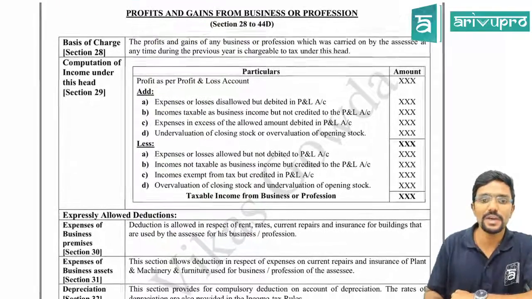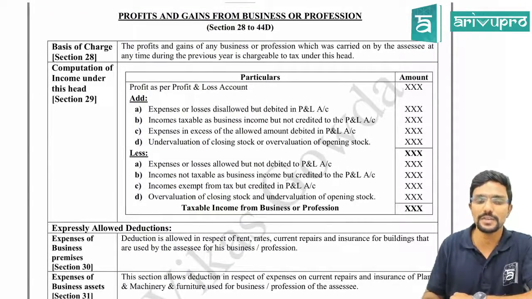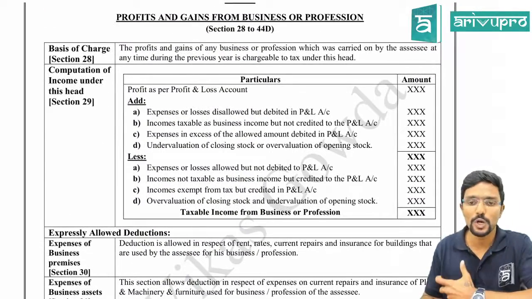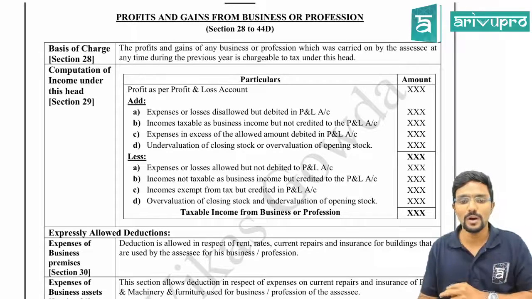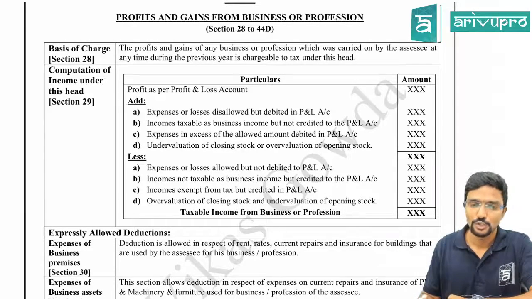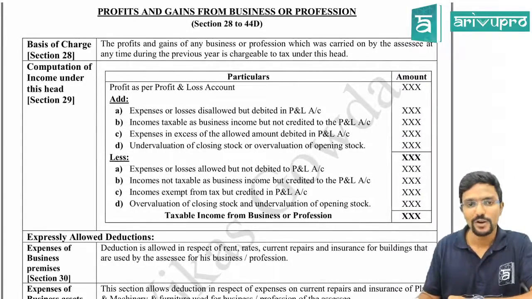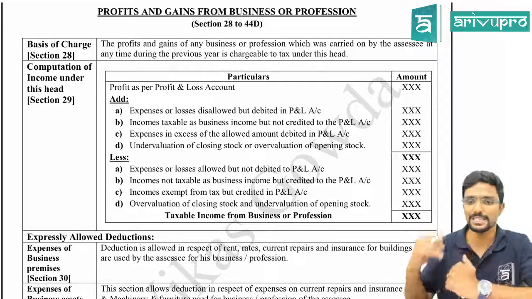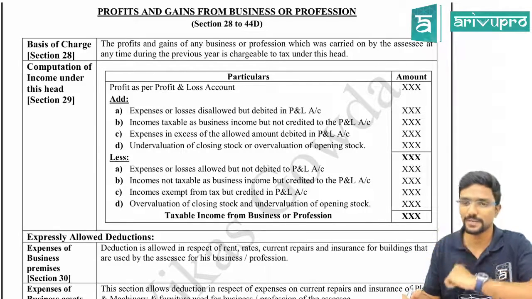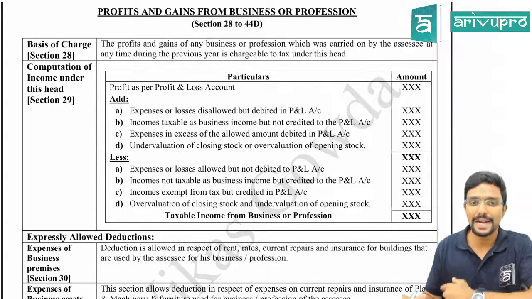Section 29 talks about computation of income under this head. How to compute a taxable business income or a professional income. So you will take net profit as per profit and loss account as a base. For that you will make some adjustments, that is add a few items, deduct a few items. So what will I add, sir?